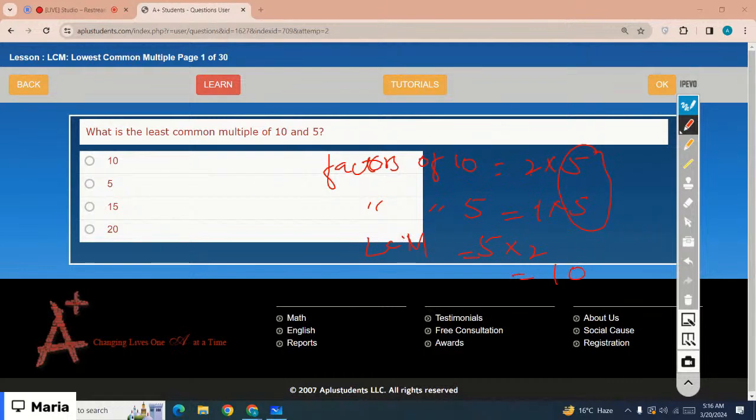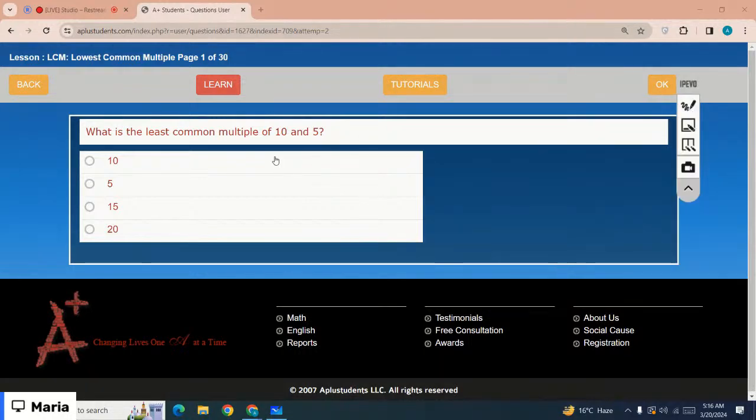Basically, when we're working on the LCM, you have to multiply the common multiples and the non-common multiples as well. For GCF, we only multiply the common factors. That is the only difference between the GCF and LCM. Got it? The correct option is 10. Option number 1 is the correct option.